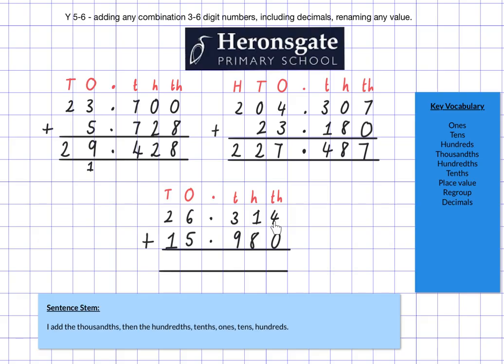Okay, the last example we have here. Start by adding the thousandths. We have 4 thousandths add 0 thousandths. That's 4. We have 1 hundredth add 8 hundredths, which is 9. Then we have 3 tenths add 9 tenths, which we know makes 12 tenths. So we need to regroup into the ones column. And we have 6 ones add 5 ones add 1 one, which makes 12 ones. So we have made a 10. So that goes in the tens column. And then we have 2 tens, add 1 ten, add another 10, which makes 4 tens. So 26.314 plus 15.980 is equal to 42.294.